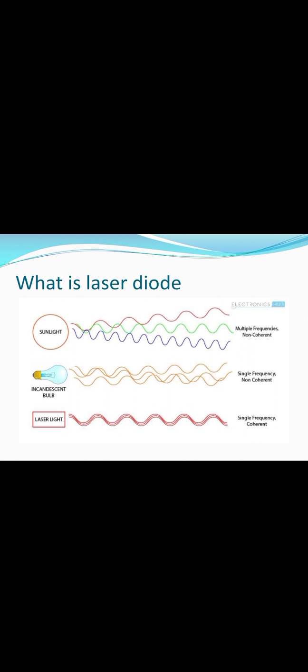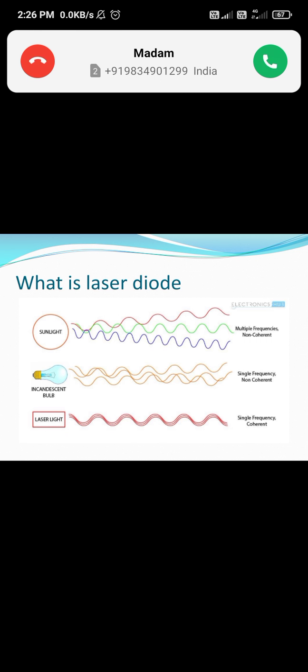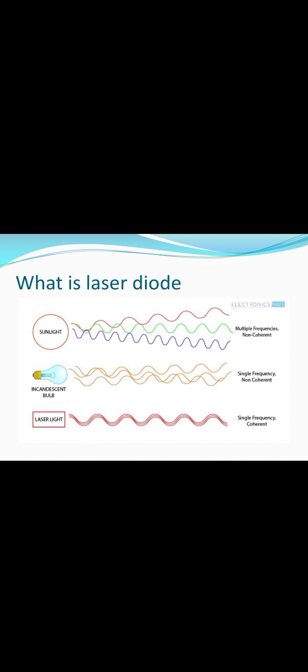Sunlight passes through and gives multiple frequencies, which is non-coherent: one input, like the sun, and output of multiple frequencies, non-coherent light. Second, we use bulbs, which give non-single frequency and non-coherent light. And we have laser light, which has a single frequency, only one input and only one output, single frequency coherent light. That is the laser diode.